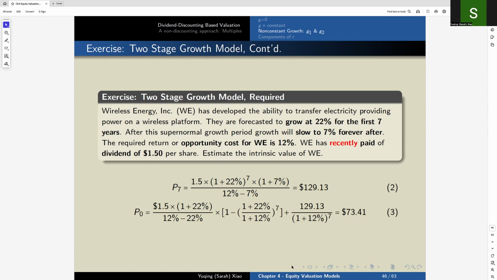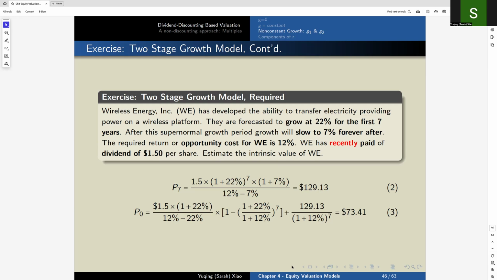Now we discount everything back to today. The stream of high growth dividends adds up to about $36. We add together the stream of high growth dividends and the discounted terminal value, which gives us the stock's price. The stock's intrinsic value today is around $73.